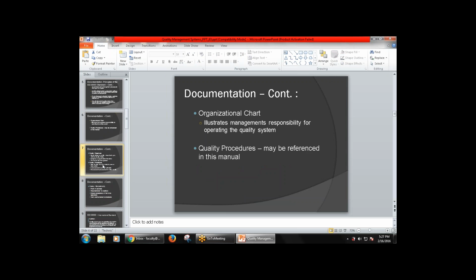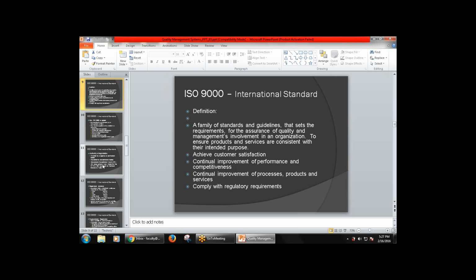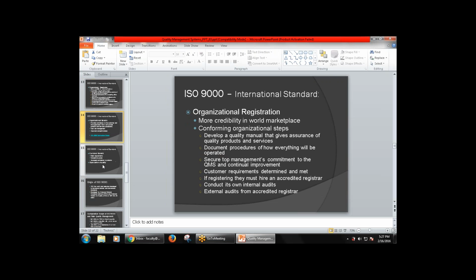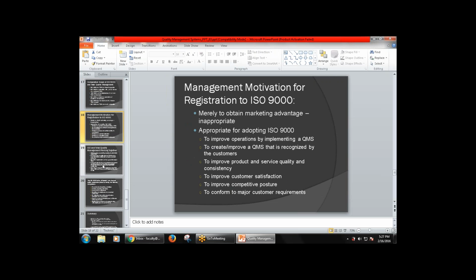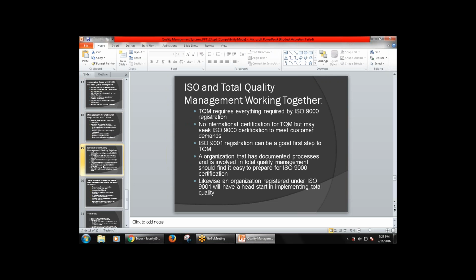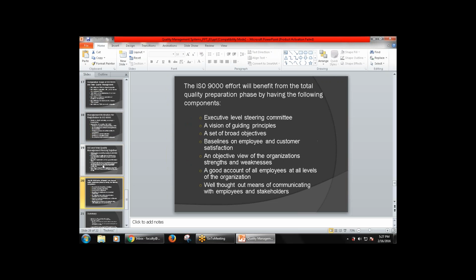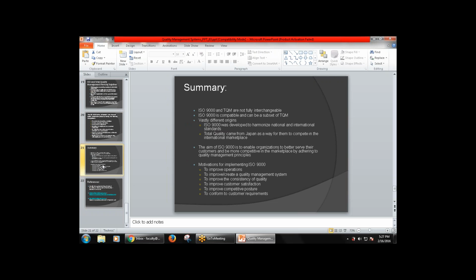These are the various terms we talked about: organization benefits, origin, comparative scope, management motivations, and registration of the ISO 9000 standard. Then total quality management works together with the following components, such as the executive level steering committee. This is the summary of how these operations will be carried out to improve customer satisfaction.